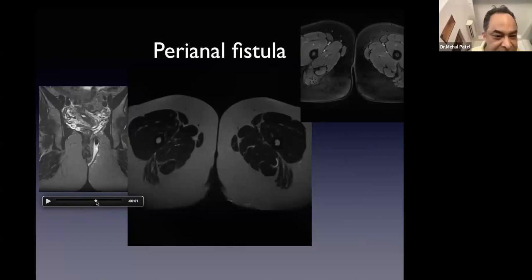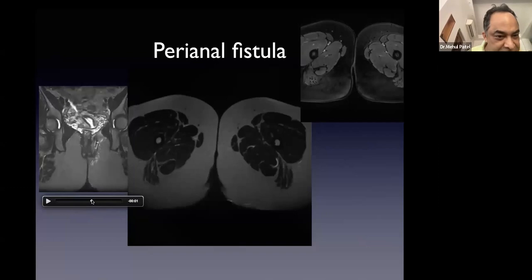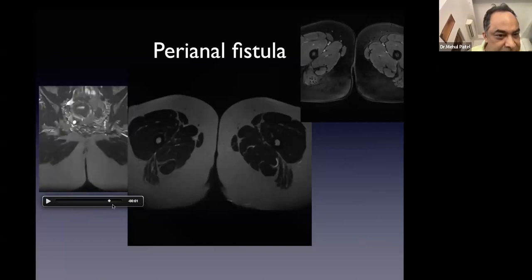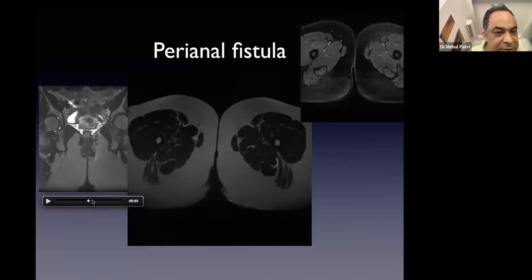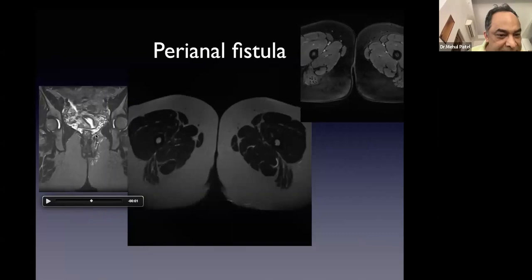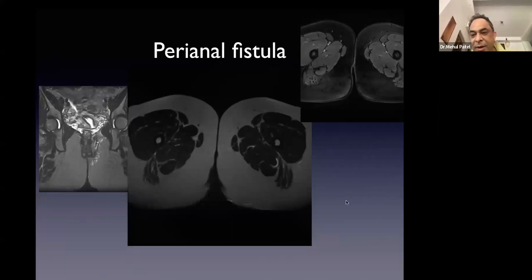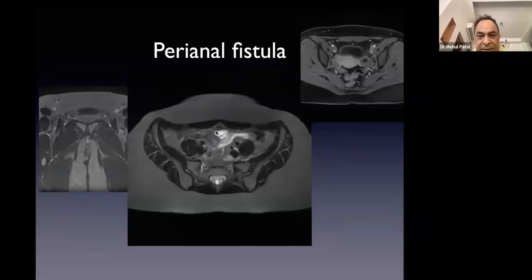Okay, so I've forgotten this case actually. As you can see, it's not so easy. I do think that it is crossing the levator plate, right here, and it is an extrasphincteric fistula. But to be honest, we do need to look at all the other sequences.